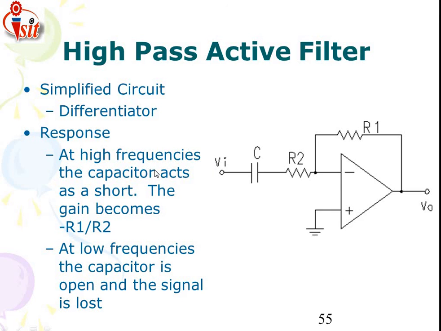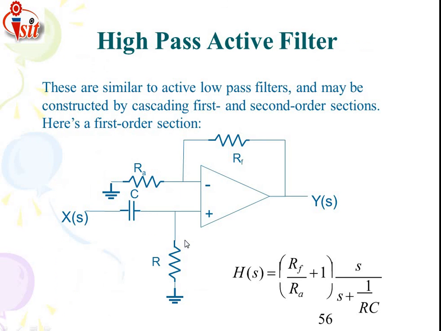High pass active filter. In the high pass active filter shown here, the capacitor is connected in series and the resistor is connected in parallel. This type of structure is called a high pass active filter, which is a simplified circuit of a differentiator that responds at a higher frequency. The capacitor acts as a short. The gain becomes minus R1 divided by R2. At lower frequencies, the capacitor is open and the signal is lost.